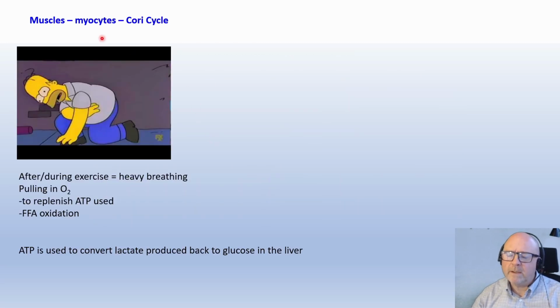So one of the ways that muscle communicates with other tissues is via the Cori cycle. It is dependent on other tissues like the liver. It's called the Cori cycle. So, after or even during exercise, you end up with heavy breathing, pulling in a lot of oxygen, and this is in an effort to replace the ATP that's used or to enable fatty acid oxidation. These are things you need oxygen for.